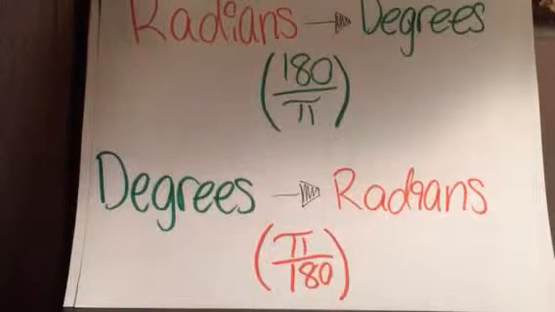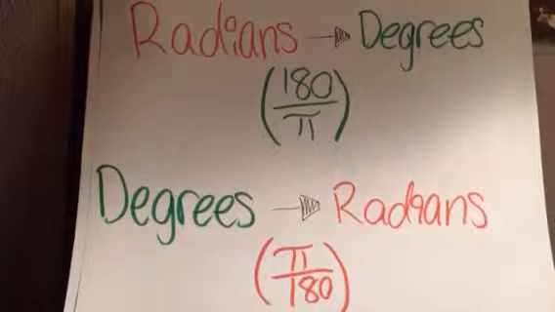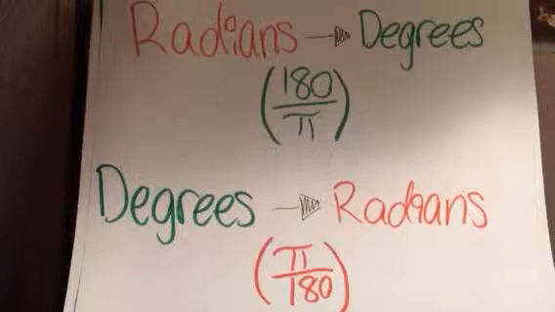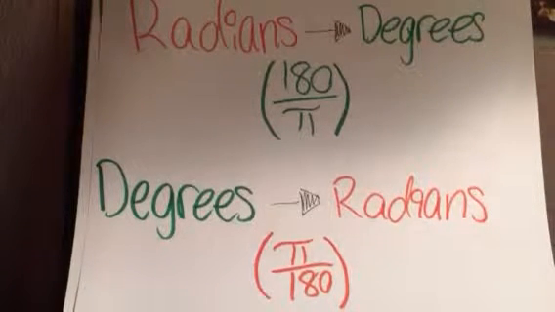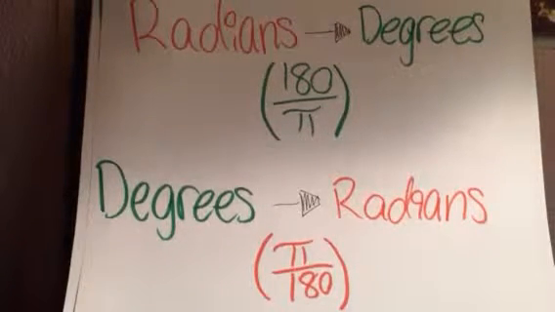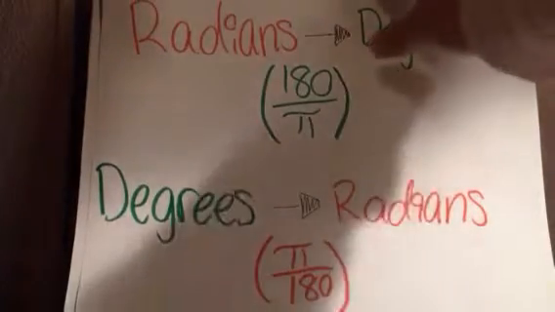Here we have the mathematical formula to convert from radians to degrees. We would simply multiply our radians by 180 over pi and simplify. Similarly, to get from degrees to radians, we would multiply our degrees by pi over 180 and simplify. So here, let's try an example of this now.